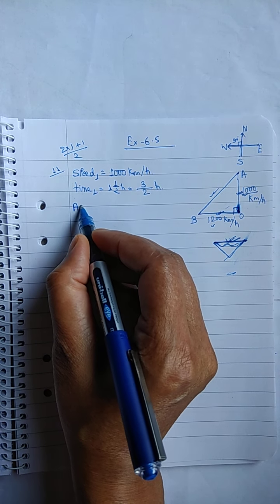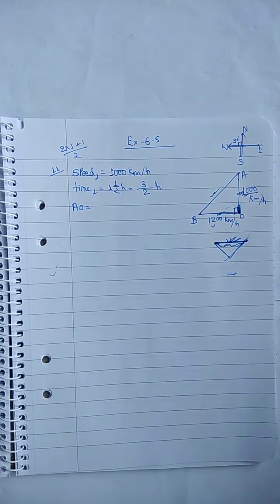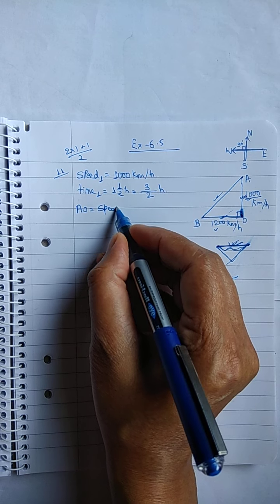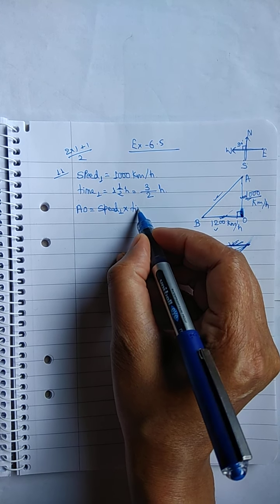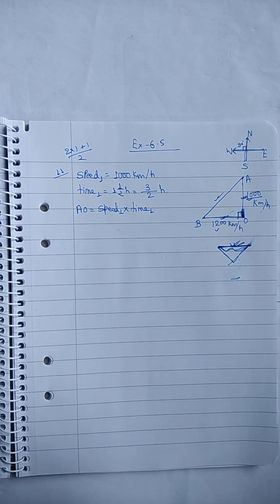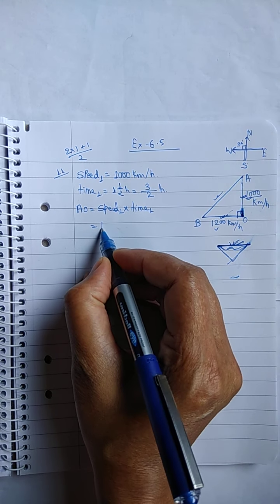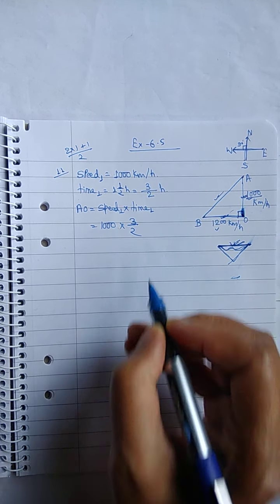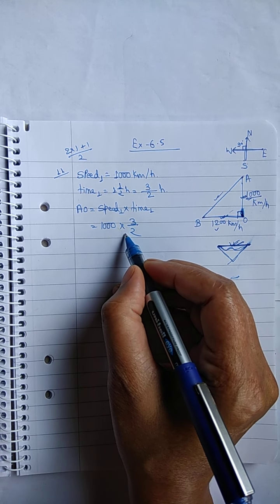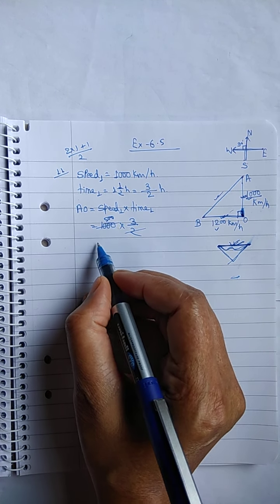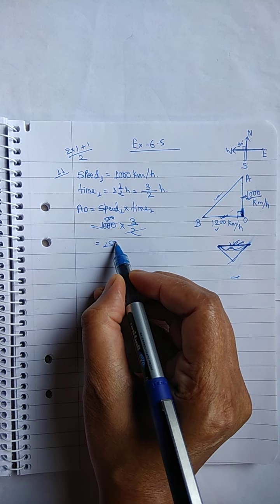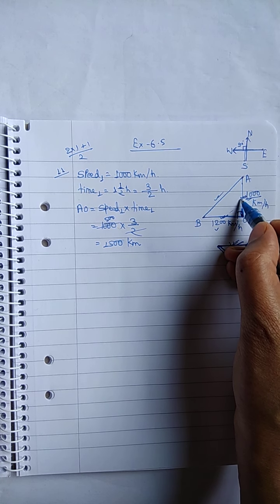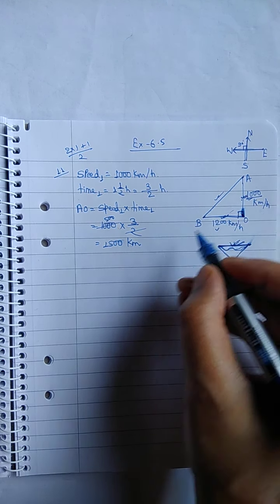So AO is the distance. What is the distance formula? Distance equals speed into time. So speed 1 into time 1: 1000 into 3/2, which gives 500 times 3, that is 1500. The distance is in kilometers, so aeroplane 1 traveled 1500 kilometers.